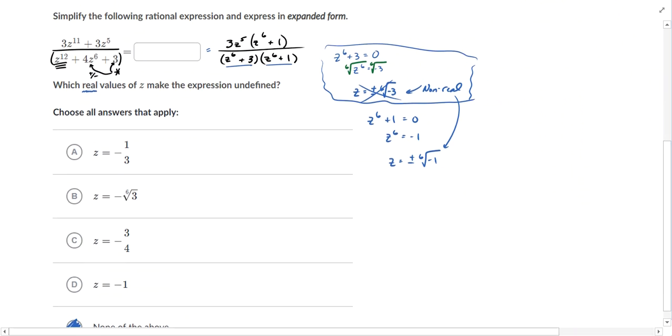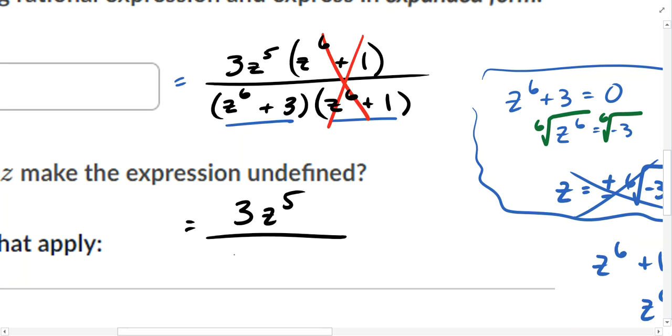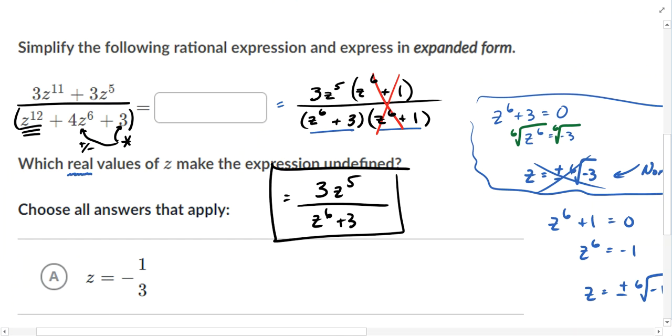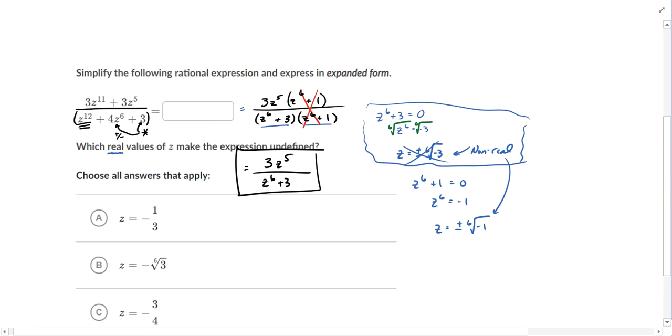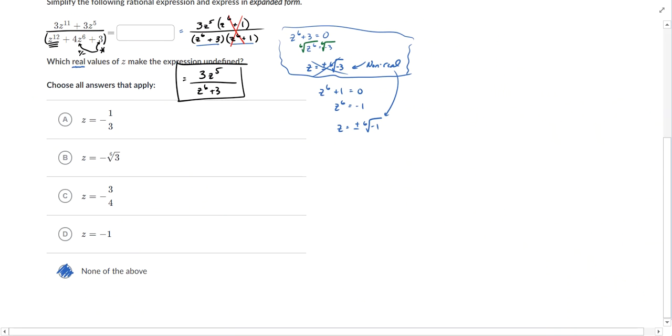As far as our simplified answer goes, well, now I'll come back up here and I'll consider these factors that cancel, and I would report that 3z to the 5th over z to the 6th plus 3 is our reduced, simplified final answer. I did check these answers on a separate screen, and they were accepted. So I think that's a good approach for these types of problems.